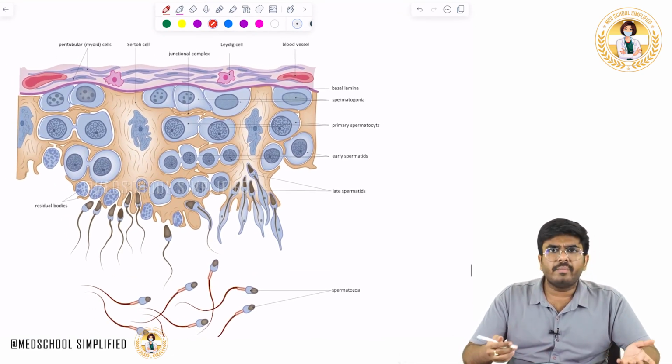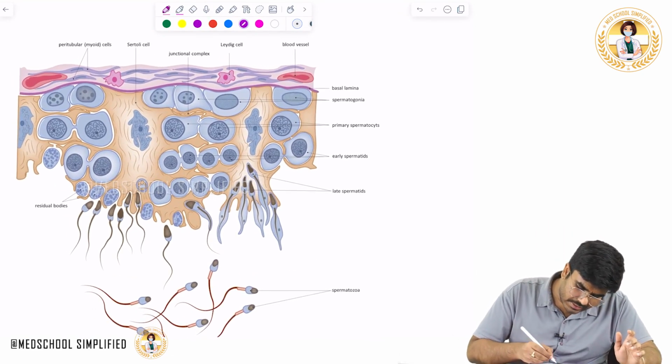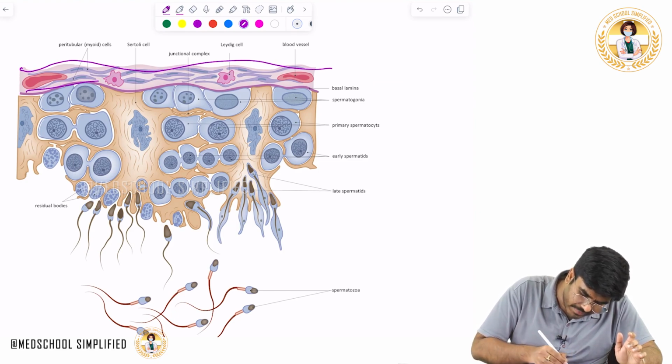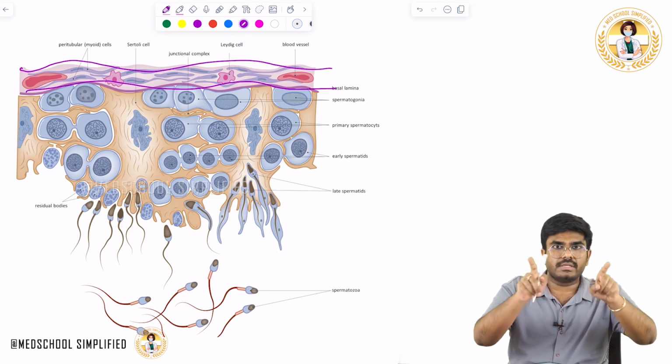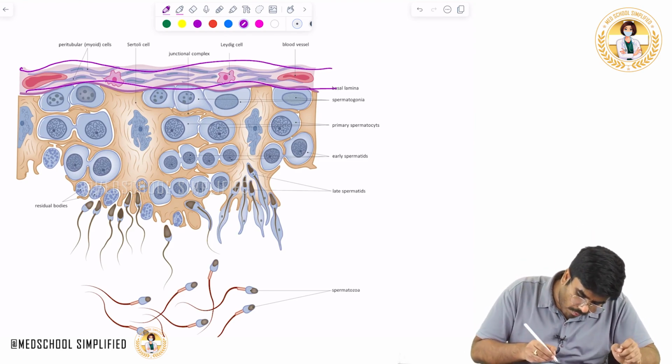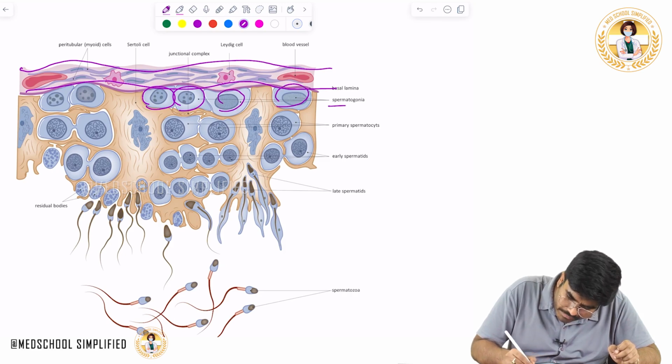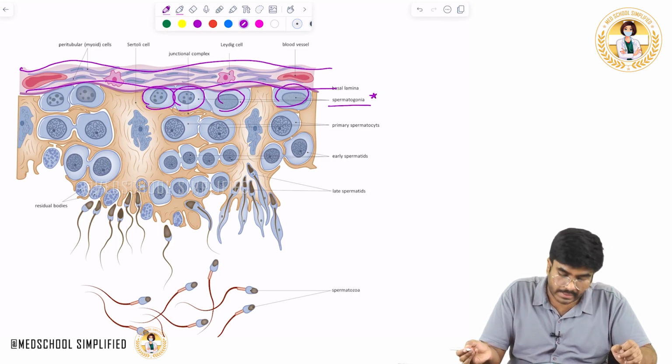Here I am showing you a better image. See here, what is this thing which I am highlighting? This is the basal lamina. This is the periphery of the seminiferous tubule. Now, what are these things? These are the spermatogonia. I have told you.